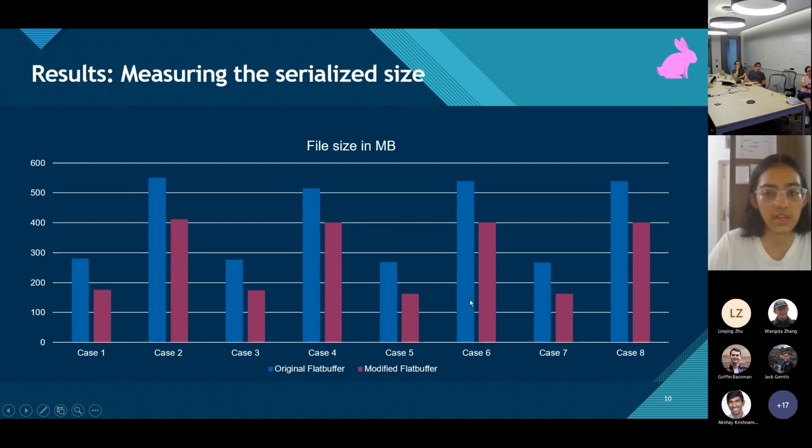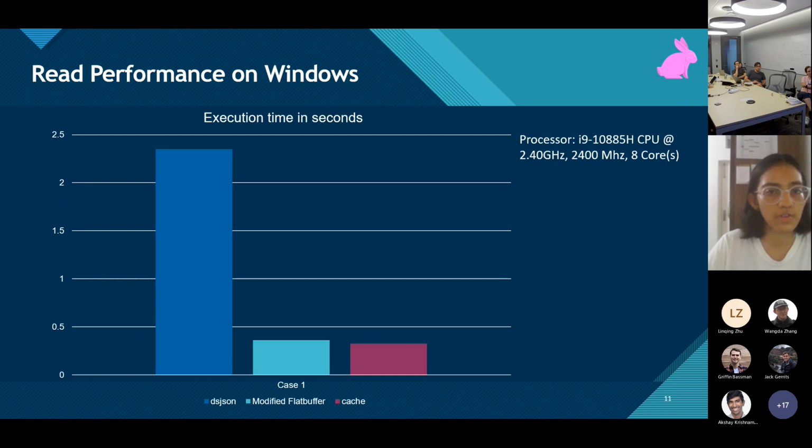Next is read performance on bin. So this shows the time in seconds for case one. The time taken for modified flat is approximately the same as that for the cache for reading a file.